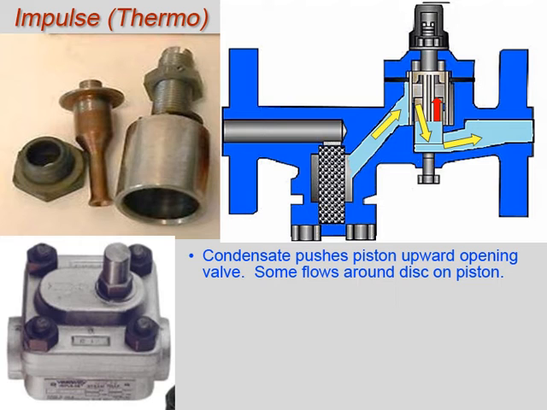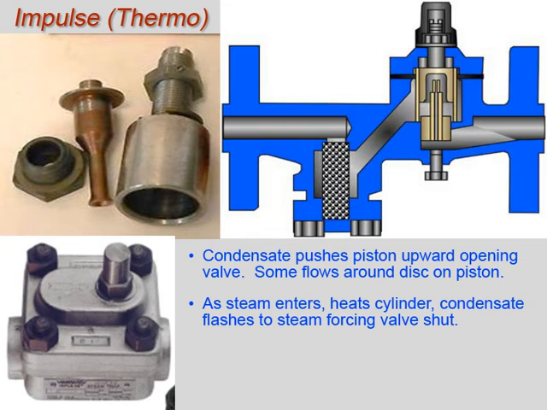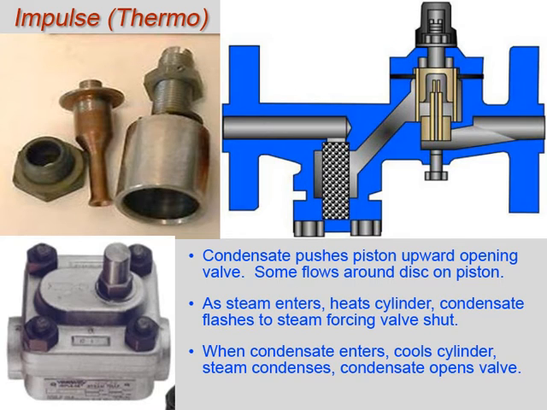As higher temperature steam comes in and heats the cylinder, the condensate above the disk flashes to vapor, forcing the piston downward, shutting the valve. As the condensate enters and surrounds the cylinder, the steam above the disk condenses and the cycle repeats. This type of trap makes a characteristic clicking sound that can be heard by use of a stethoscope.